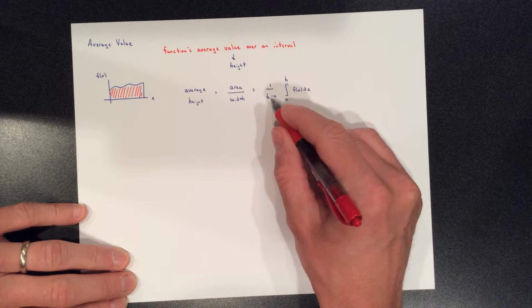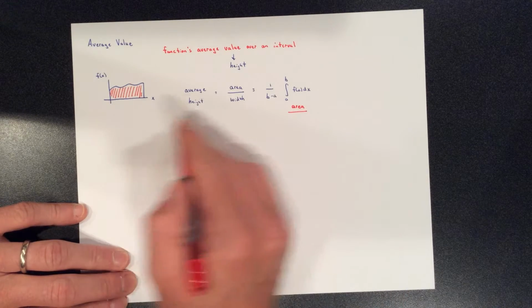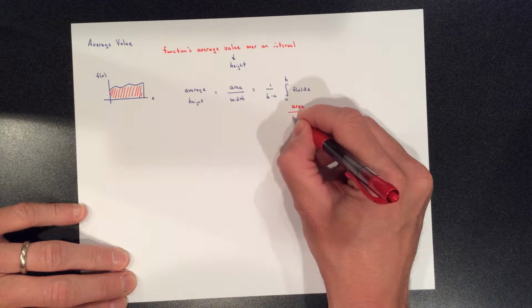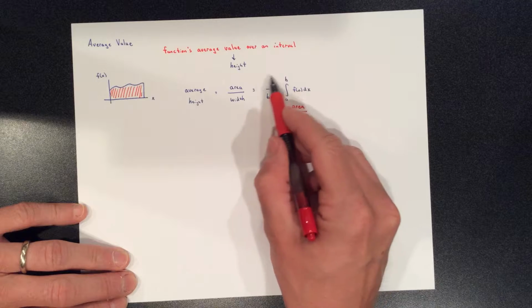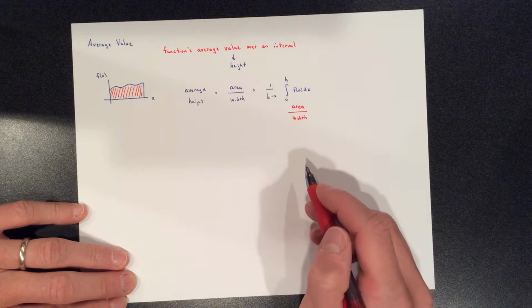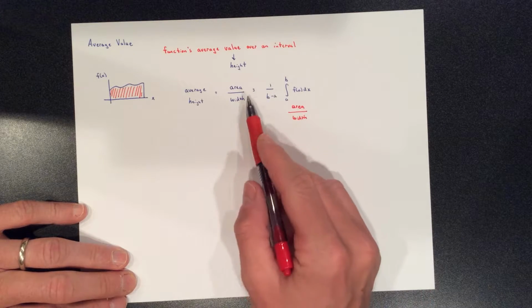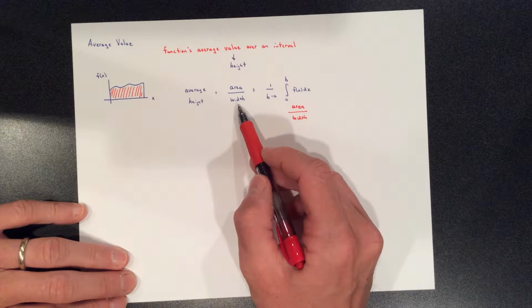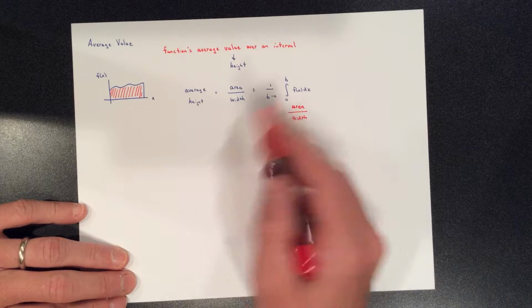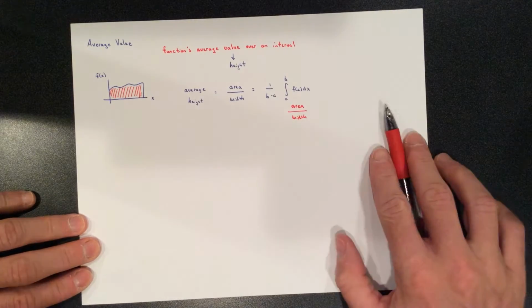But what is b minus a? B minus a is the interval. So you're just taking the area and dividing by the width. Again, this is the formula you're going to see if you looked it up, but all it is is area divided by width. It's the accumulation of something divided by that time interval. And again, I will go through some examples here.